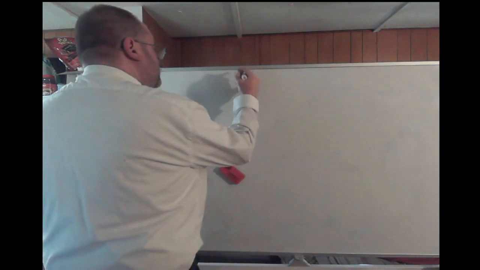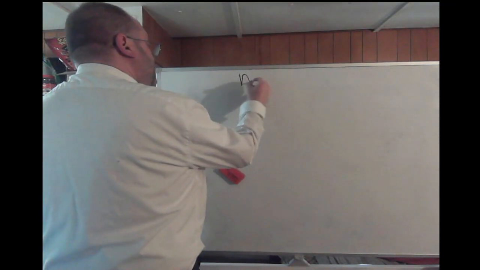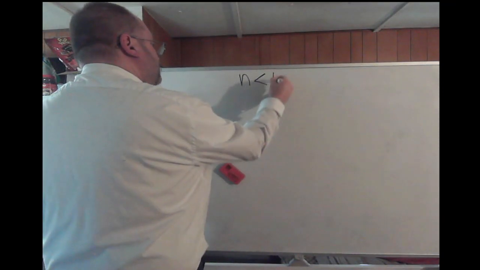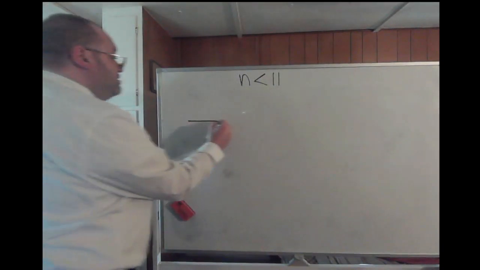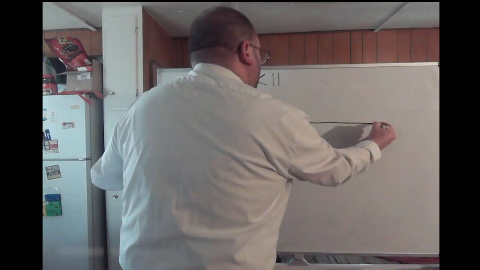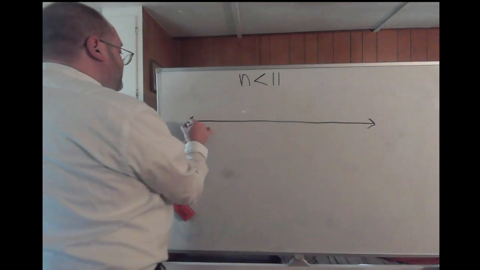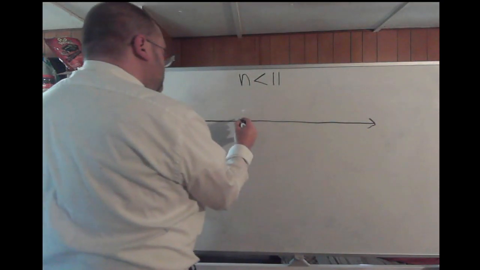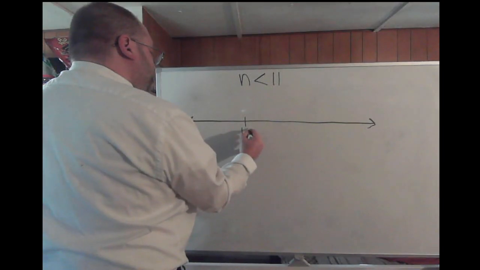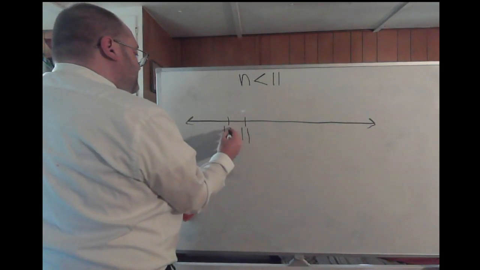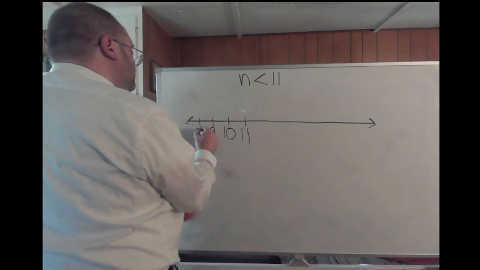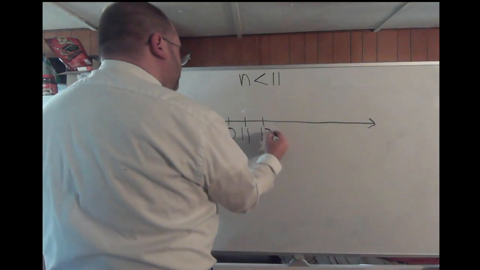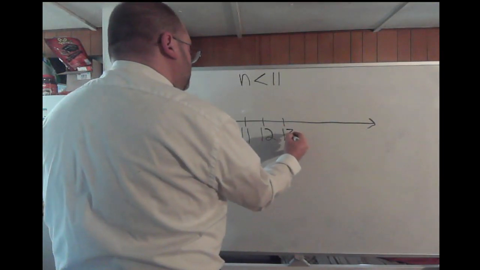What's next? Alright. We have n is less than 11. So we have just less than this time. Let's see. I'll do 11 right here, which means we'll have 10, 9, 8. Plot some sufficient points here to make this number line work.